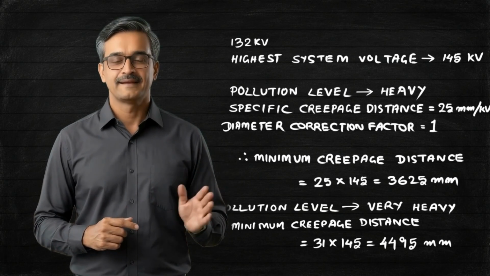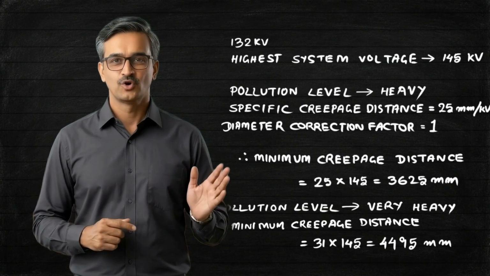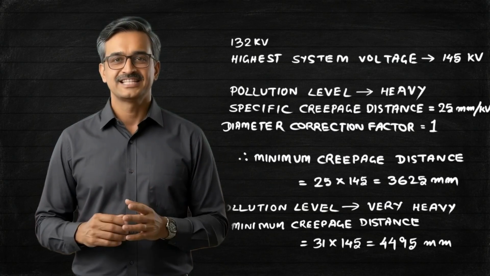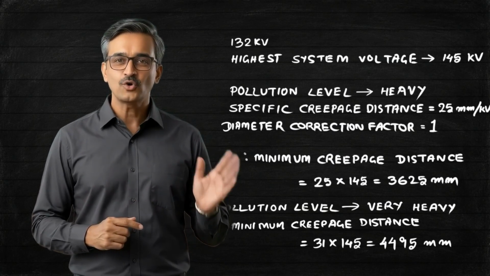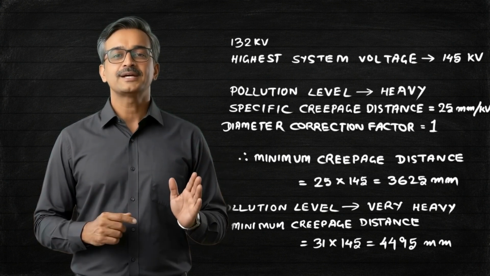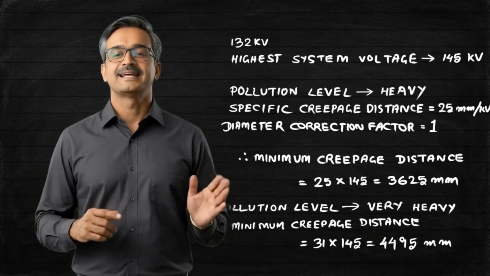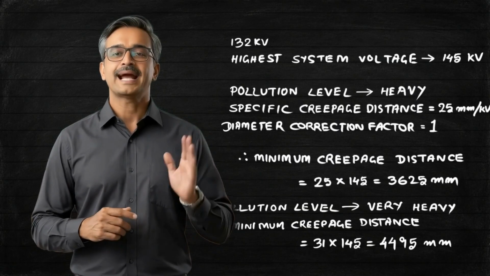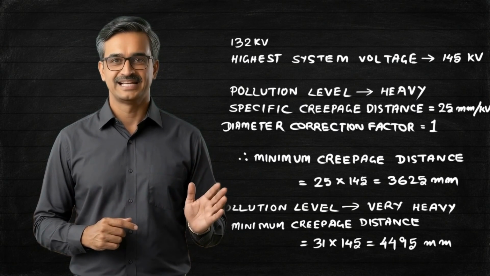Common mistakes. Here are a few mistakes engineers should avoid. Using nominal voltage instead of the highest system voltage, ignoring the actual pollution level of the site, forgetting the diameter correction factor for large post insulators, selecting an insulator based only on mechanical strength without checking its creepage distance.